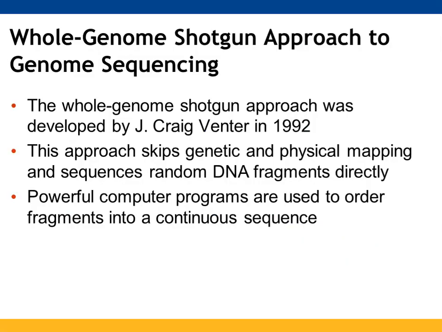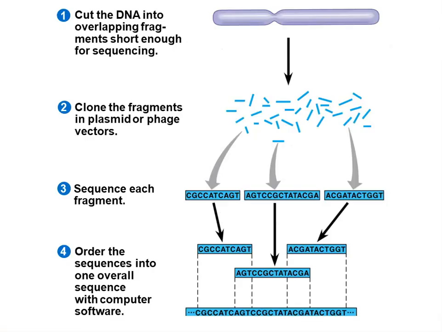The whole genome shotgun approach was developed by J. Craig Venter in 1992. He said, we don't need to do all this genetic and physical mapping. Let's just sequence a whole lot of DNA fragments and throw them in the computer and let the computer organize the fragments for us.